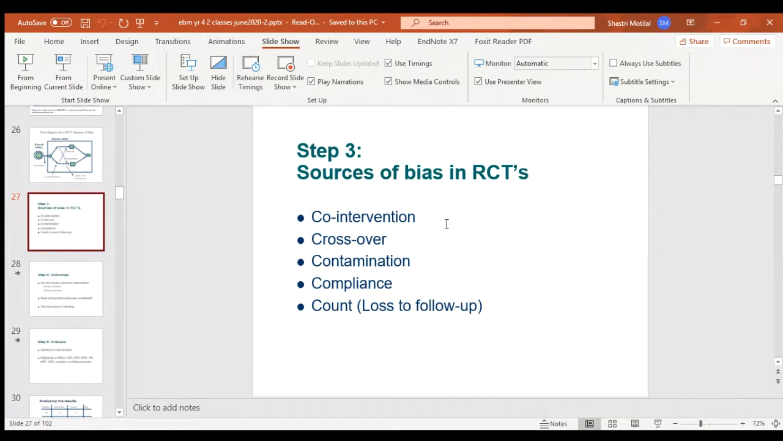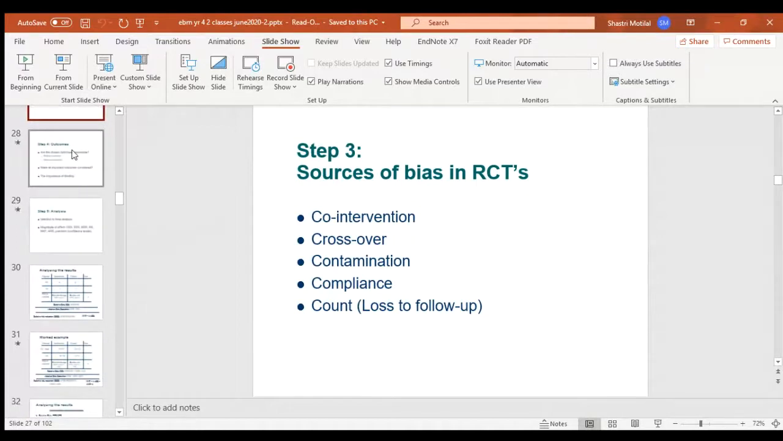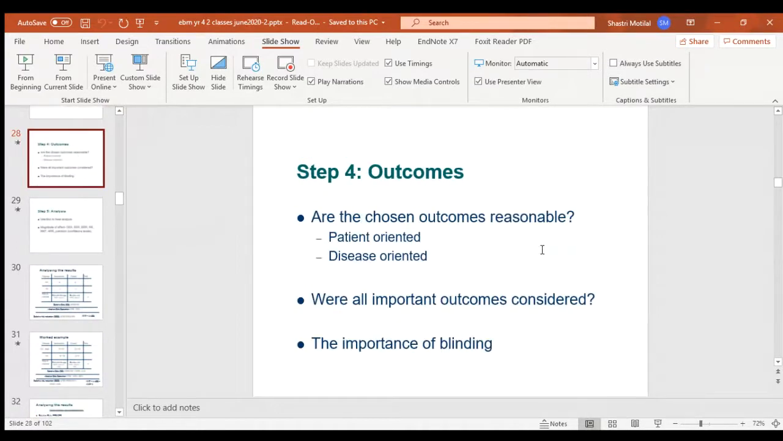There's a problem there, because if you only look at the people who came back, who got relief, it's going to make the treatment look much better than it actually is. So these are some of the biases that you should just be aware of for RCTs, for randomized control trials. So the fourth step in an RCT, remember we said there are 5 steps, is when we look at outcomes.